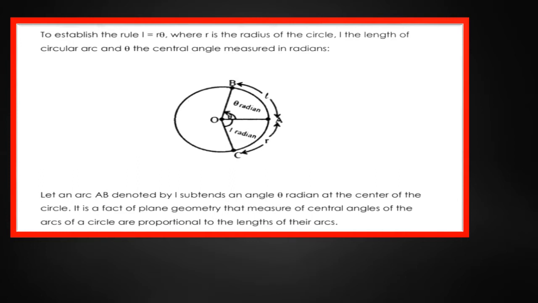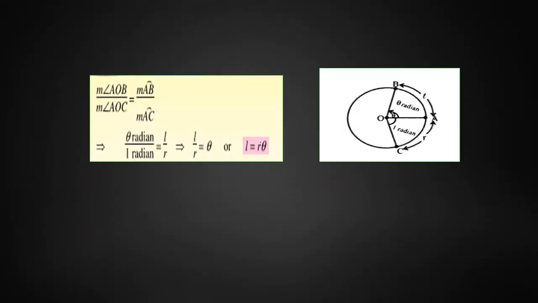So, measure of angle AOB divided by measure of angle AOC is equal to AB divided by AC. It means that AOB is theta and AOC is 1 radian. So theta divided by 1 is equal to L divided by r. So L divided by r is equal to theta, or L is equal to r theta.